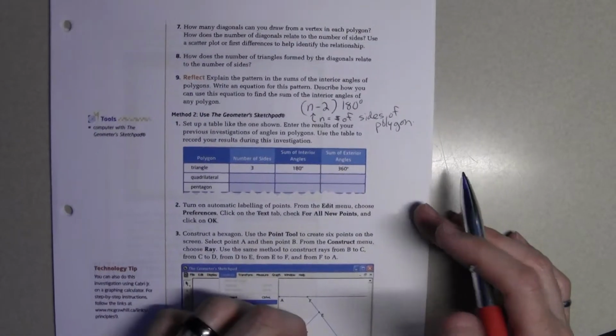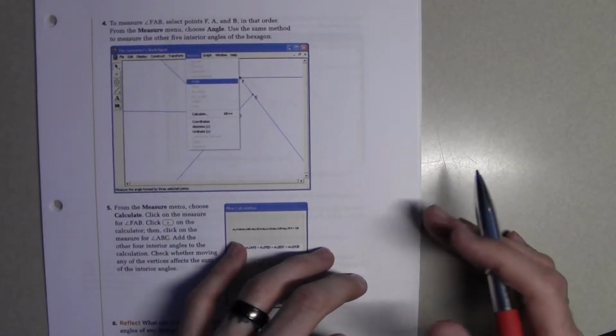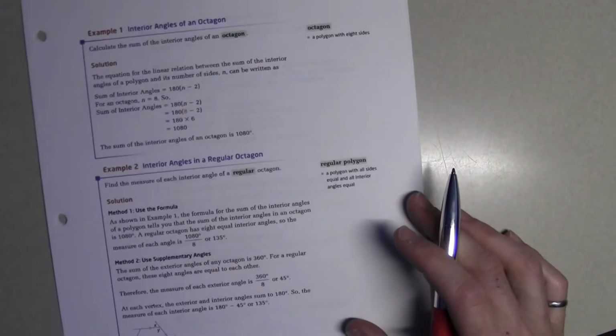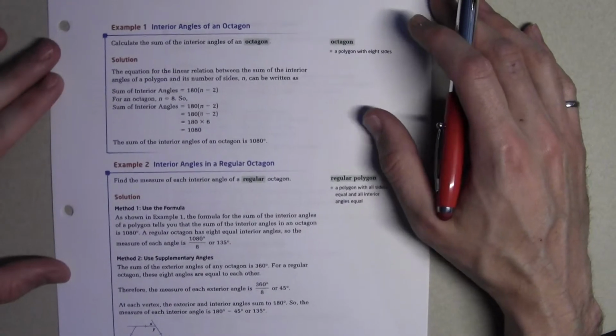All right. That's Geometry Sketchpad. We may do that exercise again if we do another day with the laptops.